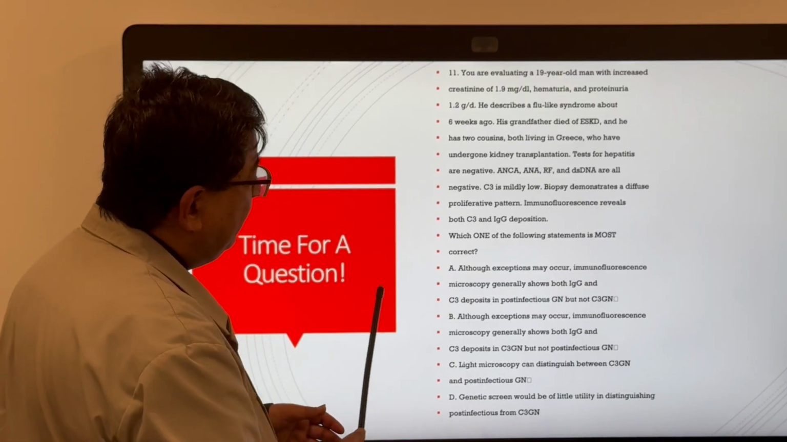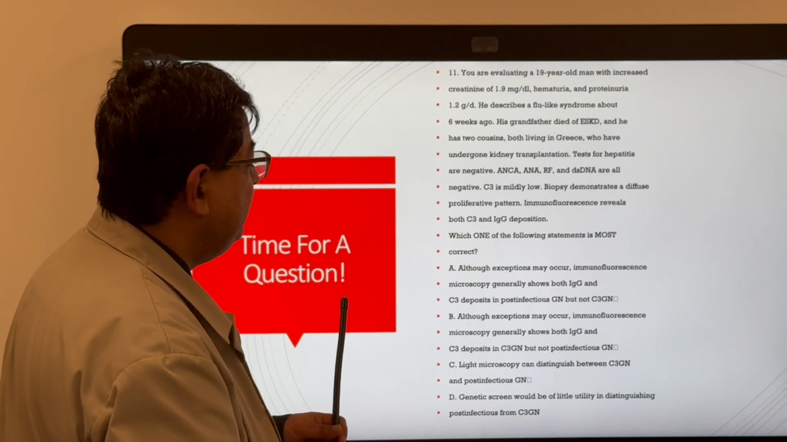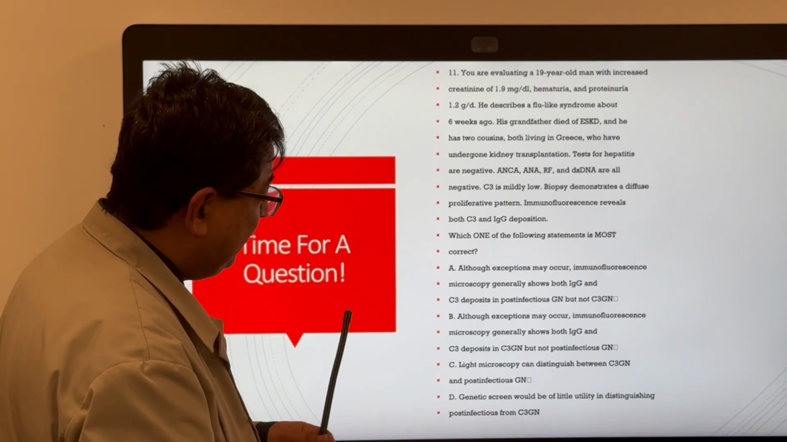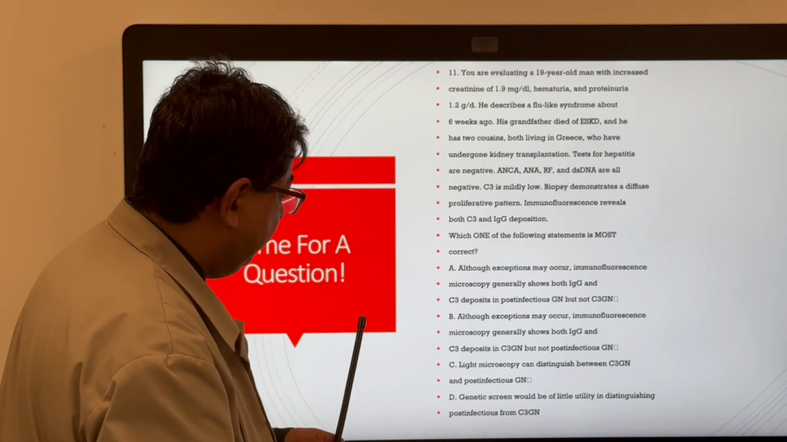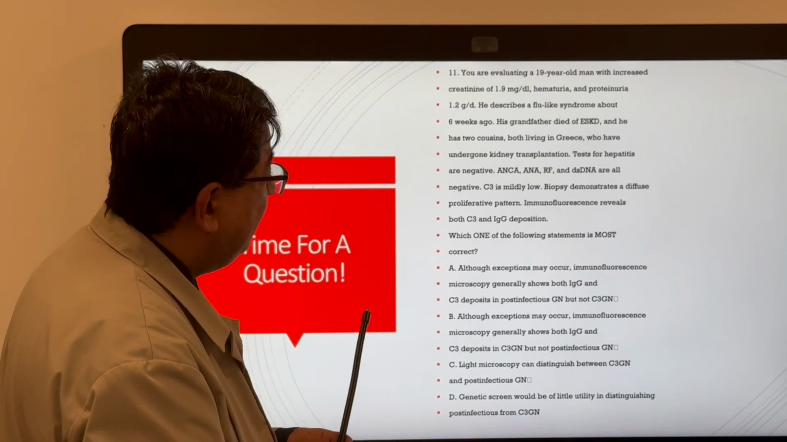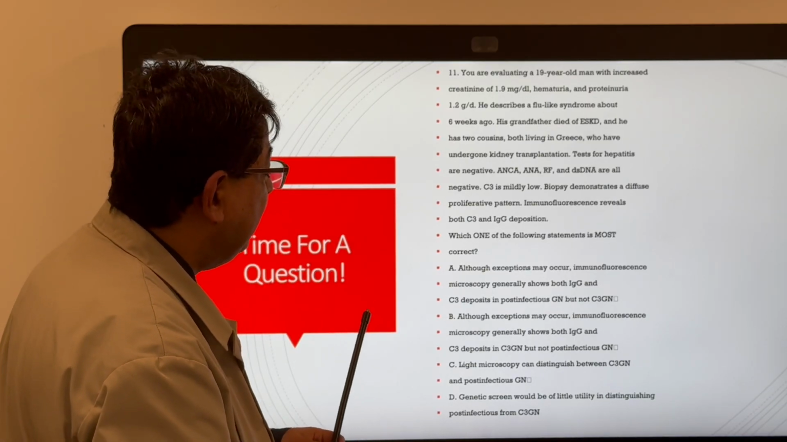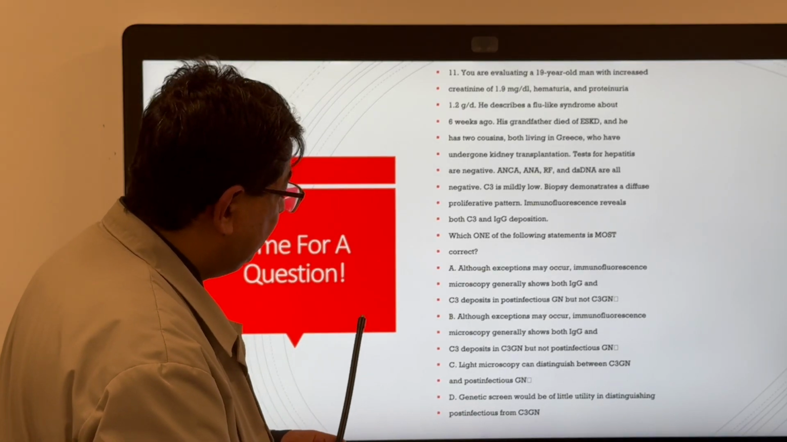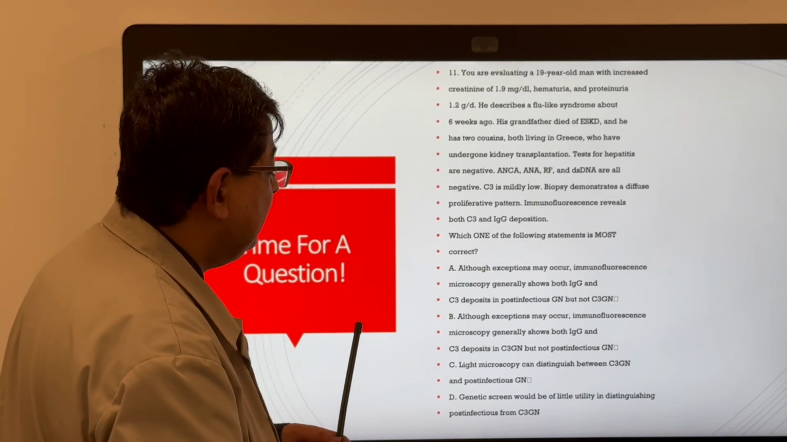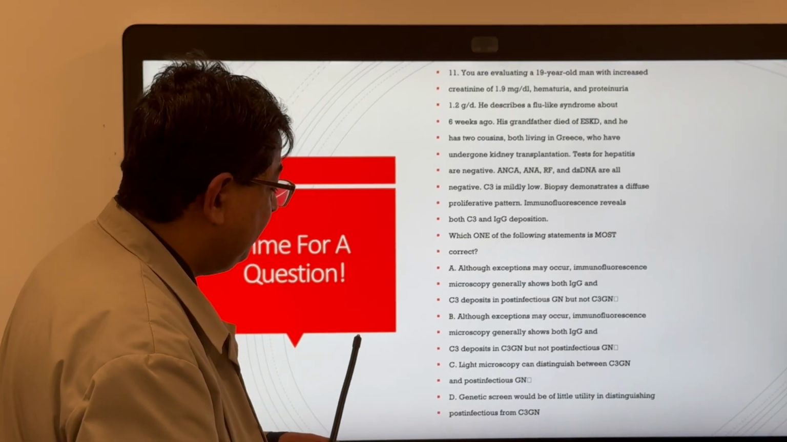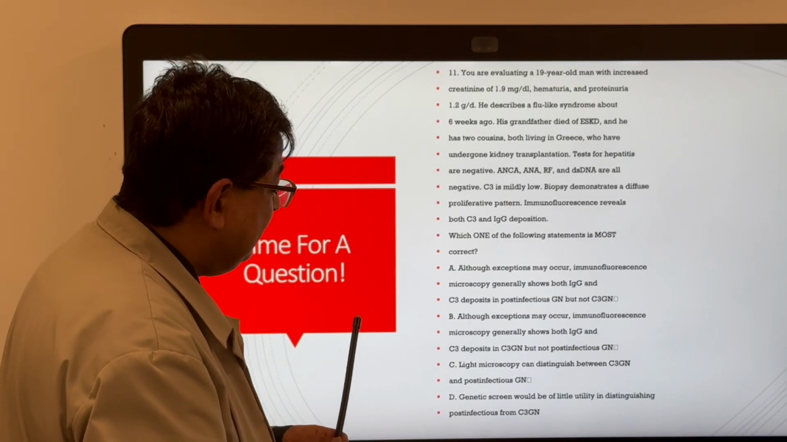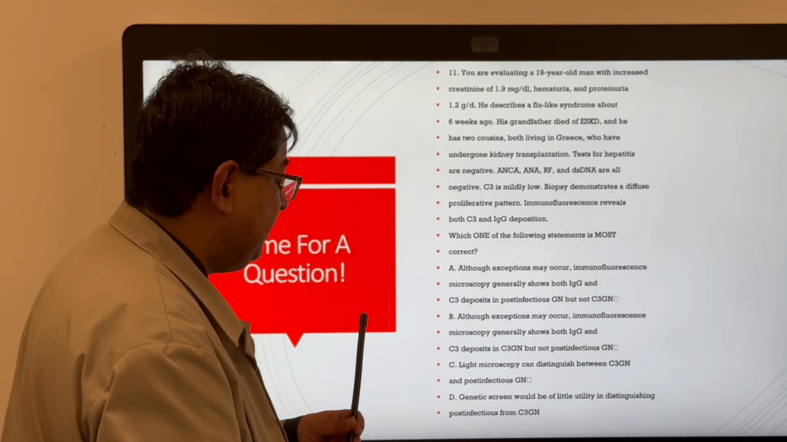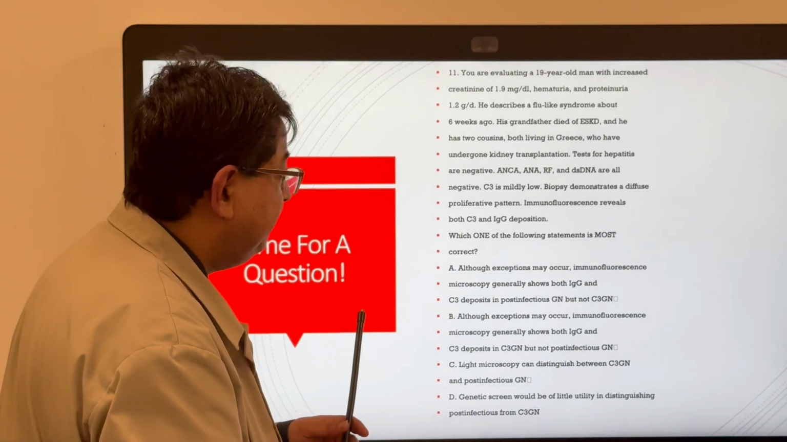A, although exceptions may occur, immunofluorescence microscopy generally shows both IgG and C3 deposits in post-infectious GN, but not C3 GN. B, although exceptions may occur, immunofluorescence microscopy generally shows both IgG and C3 deposits in C3 GN, but not post-infectious GN. C, light microscopy can distinguish between C3 GN and post-infectious GN. Or D, genetic screen would be of little utility in distinguishing post-infectious from C3 GN. Next slide.